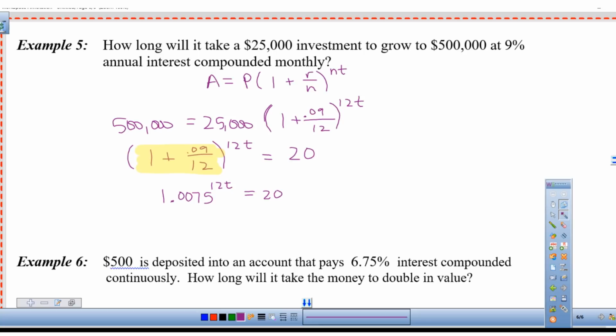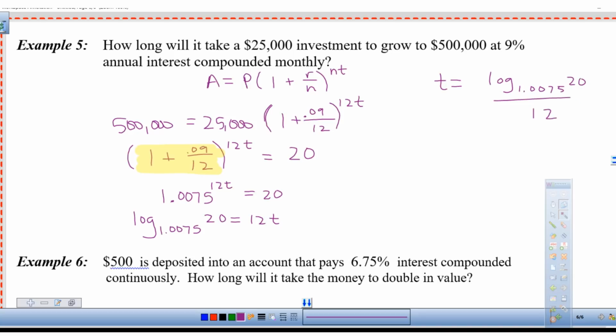Now it's so much more clear to see. I've got an exponential form and I'm stuck. So this is log base 1.0075 of the other side, which is a 20, is equal to 12t. What do I do to solve for t now, everybody? Divide. Yes, thank you. Log base 1.0075 of 20 divided by 12.